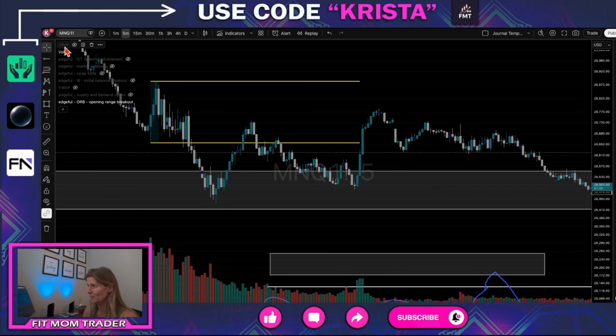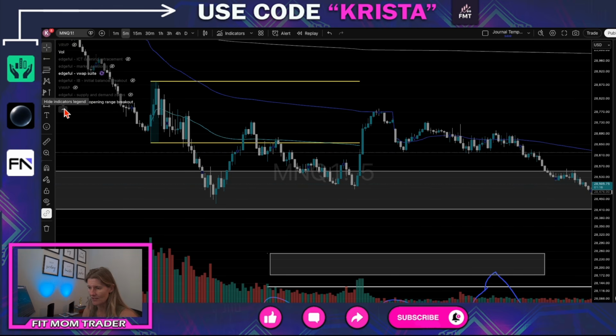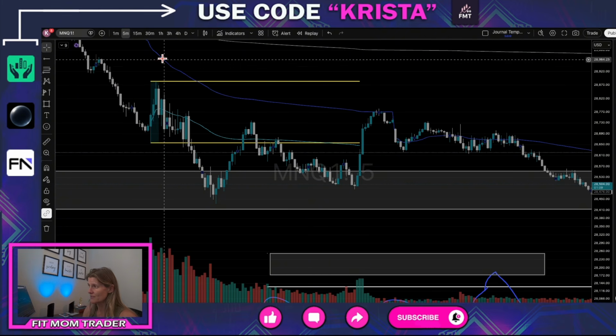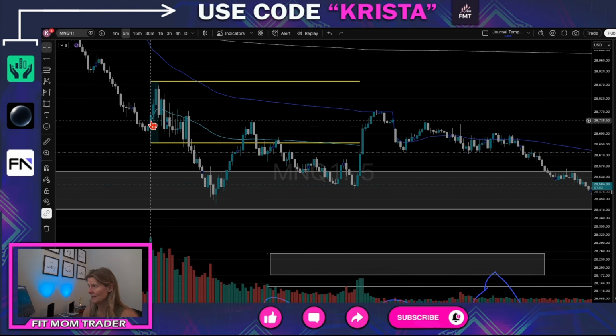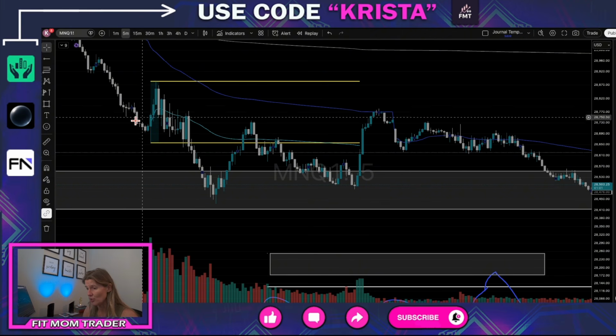What I do is I throw VWAP onto my chart. I use an indicator from Edgeful. This is a paid indicator, but you can do the same thing manually. So this dark blue line right here, that's my daily VWAP. It's anchored at the 6 p.m. open each day. And then this light blue line is the New York anchored VWAP.